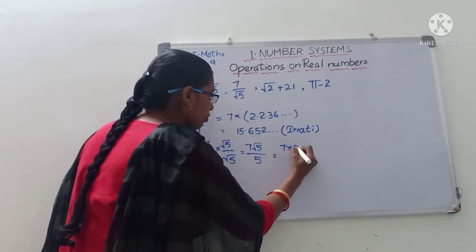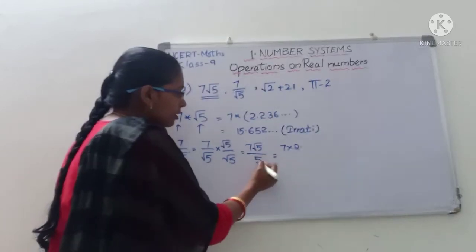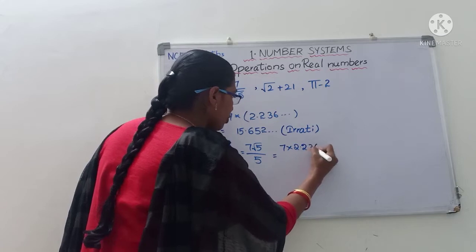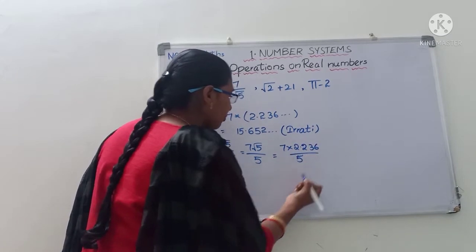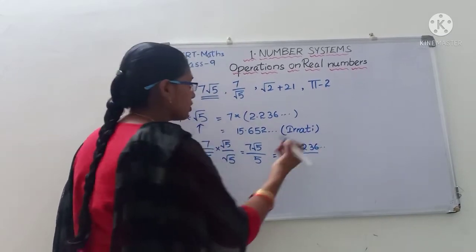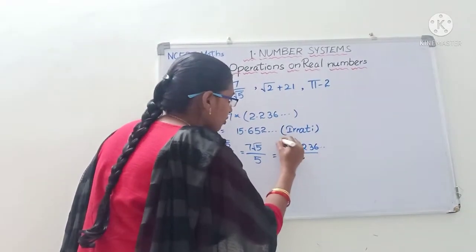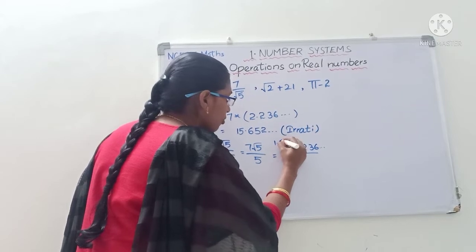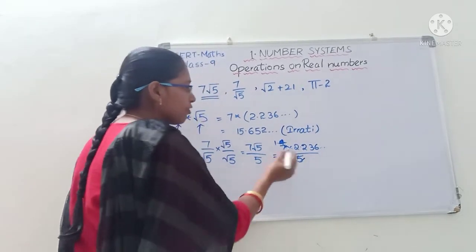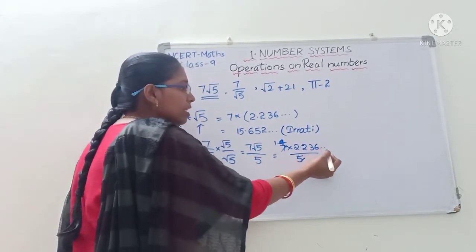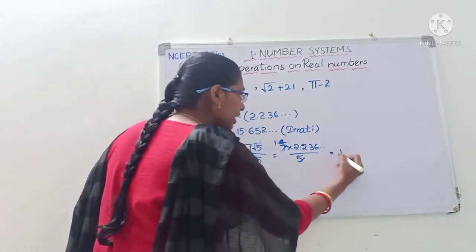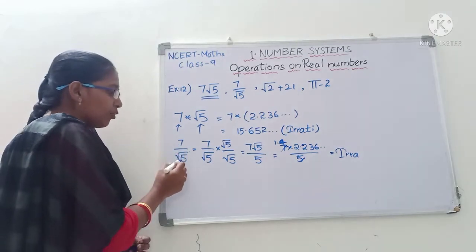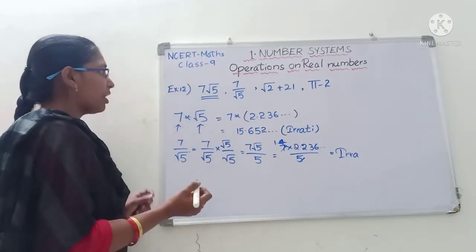7 by 5 into root 5. What do you get? 7 into 2.236 by 5, 2.236 and so on. 5 ones are 5, 5 fours are 20. 1.4 into 2.236, and if you multiply again, 2.236 and so on, it continues. So again you get an irrational number. So when you divided 7 by root 5, you got an irrational number again.